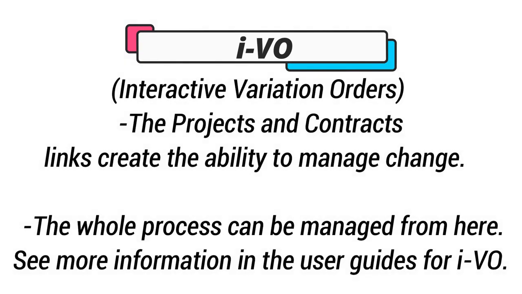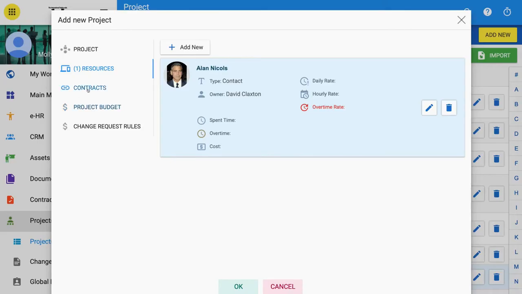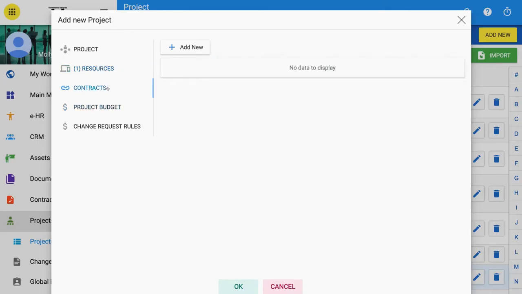The Projects and Contracts link creates the ability to manage change. We call these IVO, Interactive Variation Orders, and the whole process can be managed from here. See more information in the user guide for IVO.